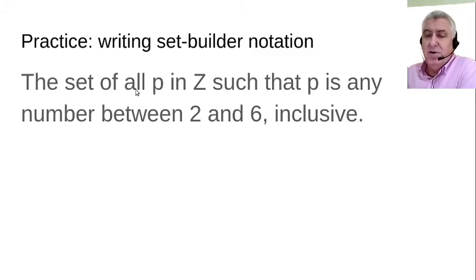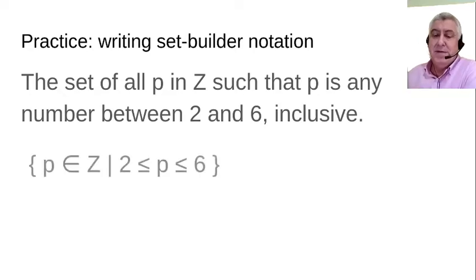The set of all p in Z, so this is p is an integer, and you'll need to use that same notation, such that p is any number between 2 and 6 inclusive. Inclusive means it includes 2 and 6. So p can be 2 and p can be 6, and in the last one, p couldn't be 2 and p couldn't be 6. I'm going to give you a couple of minutes. Take your time, write the note, and then come back.